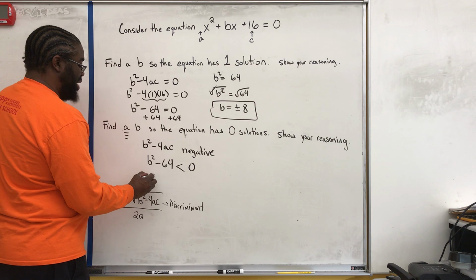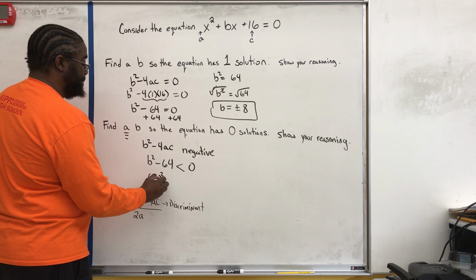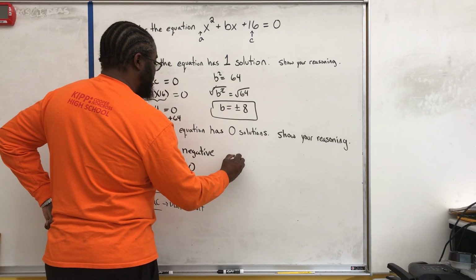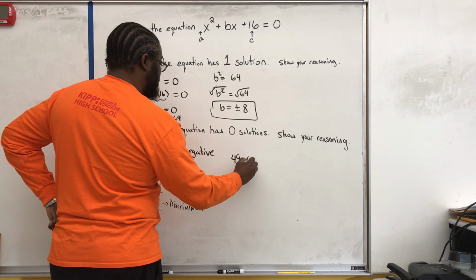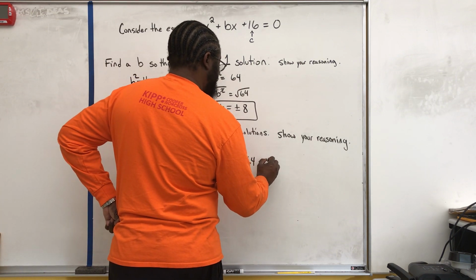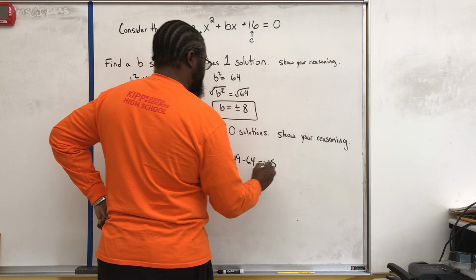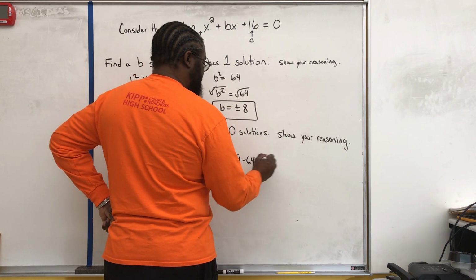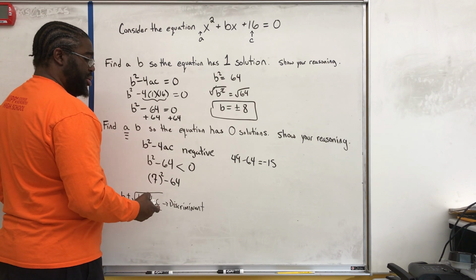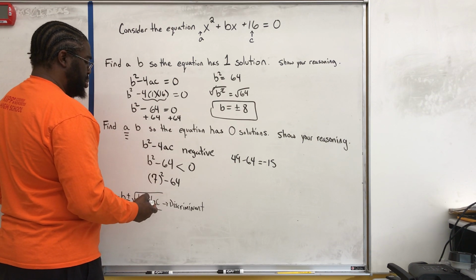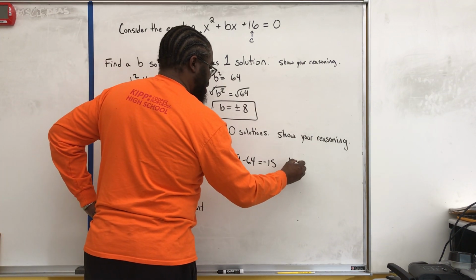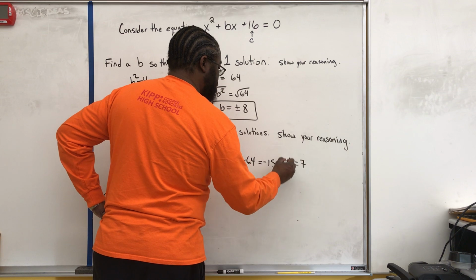So if I tried 7, that would be 49 minus 64, which would equal negative 15, right? Which is negative, so that would work. That would give me a b that's negative. What other numbers would work? Well, I say b equals 7 worked. I'm going to circle that because that's an answer.